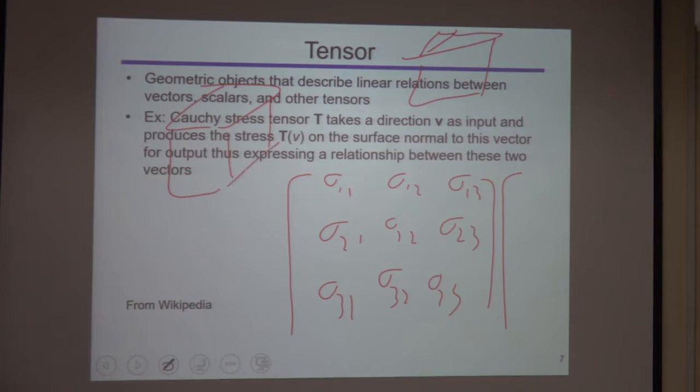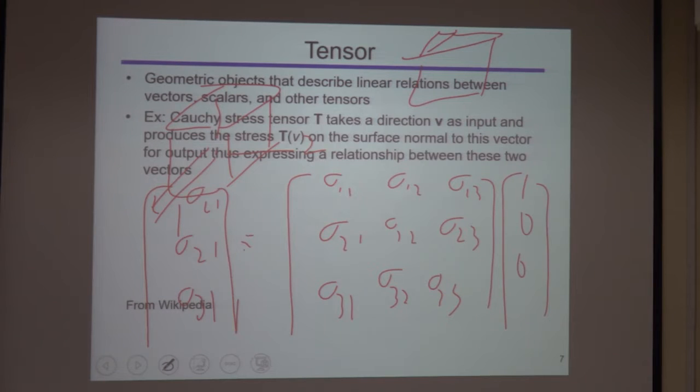So if we have a cubic material, we have 1, 2, 3, we have 3 directions. Okay, so we have a direction. Say this is 1, 0, 0 direction. So this matrix multiplied by this, the result is sigma 1,1, sigma 2,1, sigma 3,1.